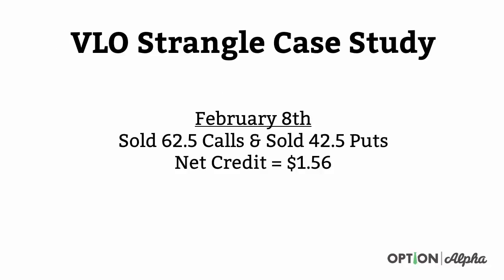So another case study I want to go over here is VLO. VLO is another strangle that we got into on February 8th. We went ahead and sold the 62.5 calls and the 42.5 puts. Notice it's a very wide strangle, so a very simple, 70% chance of success trade, looking for VLO to stay pretty much range bound. And we took in a net credit of $1.56 on this original strangle.